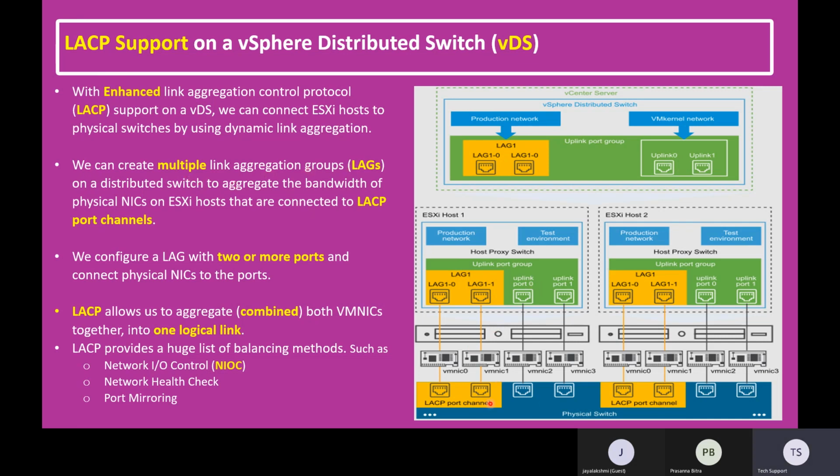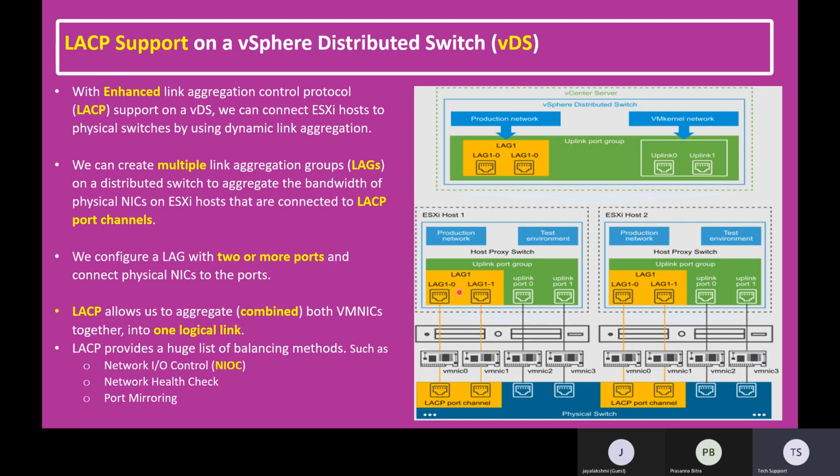For easy understanding in this diagram, I took two groups, but you can create multiple groups on a distributed switch to aggregate the bandwidth of physical NICs on ESXi hosts that are connected to an LACP port channel. So this is one port channel, this is another port channel. And we can configure a LAG. LAG means link aggregation group with two or more ports.